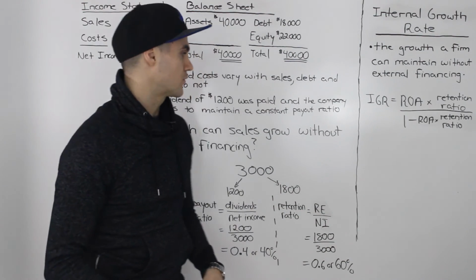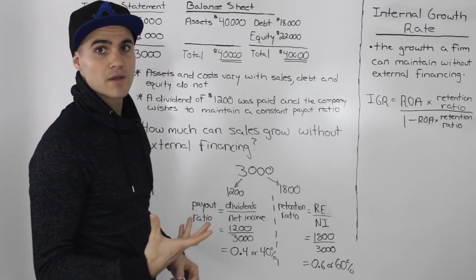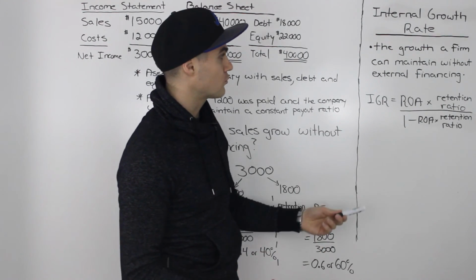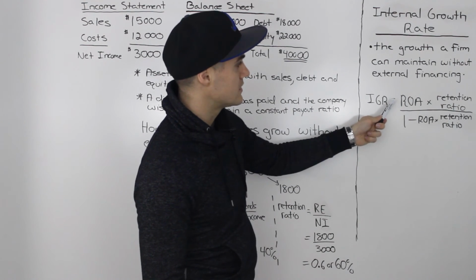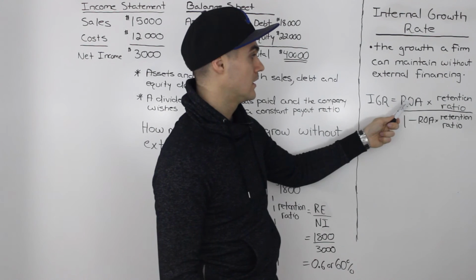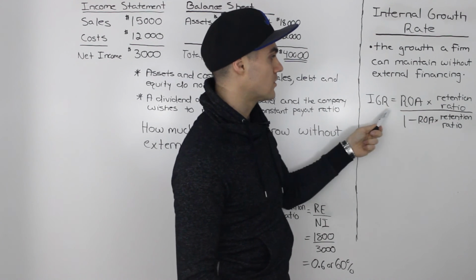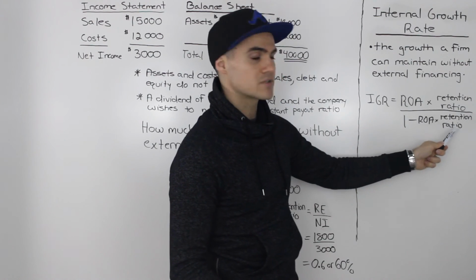Now let's get back to our original question. How much can sales grow without external financing? As I mentioned, we have to calculate the internal growth rate. So I put the formula here for it. The internal growth rate is equal to the return on assets, which I denoted as ROA here, times the retention ratio, all over 1 minus the return on assets times the retention ratio.